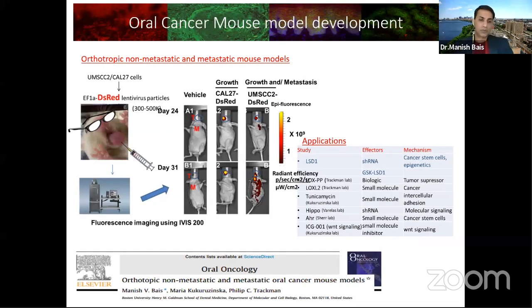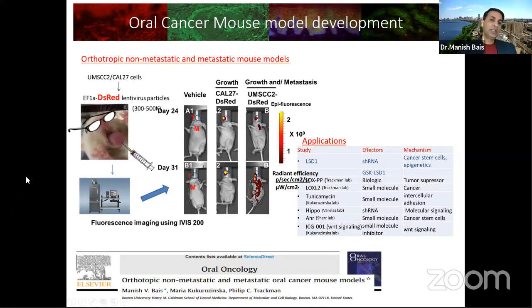So again, as a veterinarian, I was involved in this type of research. And as a veterinarian, I had a responsibility to develop an oral cancer mouse model. So we developed an orthotopic oral cancer model. Orthotopic means specifically in that specific tissue, because we want to study the microenvironment in the particular tissue. So if there is a breast cancer, then we inject the cells into the mammary fat pad. If there is a prostate cancer, then we inject the cells into the prostate. So that's how it works, because we want to keep the same microenvironment.